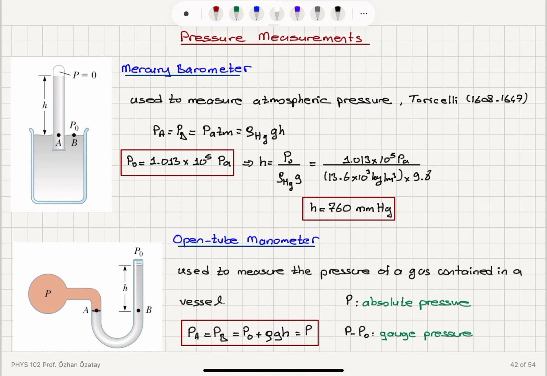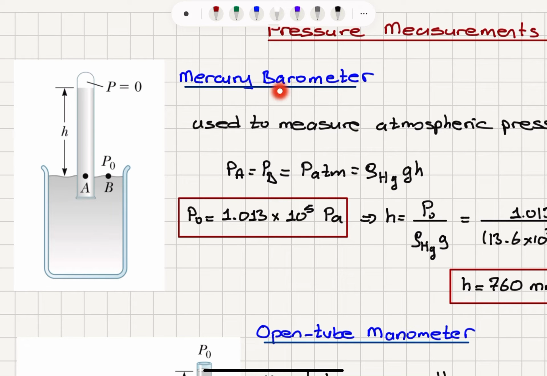Okay, and finally, how do we measure pressure? One method is the mercury barometer. So you have this tube filled with mercury and the top is basically empty, it's vacuum, so the pressure there is zero. The pressure at point A must be equal to the pressure at point B. This is due to Pascal's law. And what is the pressure at point A? It is the density of mercury times gravitational acceleration g times h. It will be the pressure here plus rho g h, but the pressure here is zero. So it is just rho g h. But the pressure at point B is equal to the atmospheric pressure.